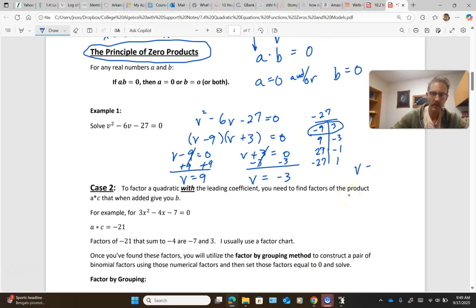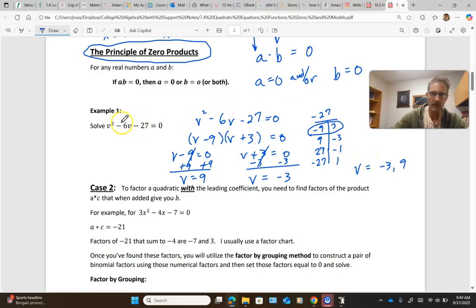So you can say v is equal to negative 3, comma 9. Don't write this as an ordered pair because that's not what it is. These are two values for v, or x, or whatever the independent variable is, that solve your equation.